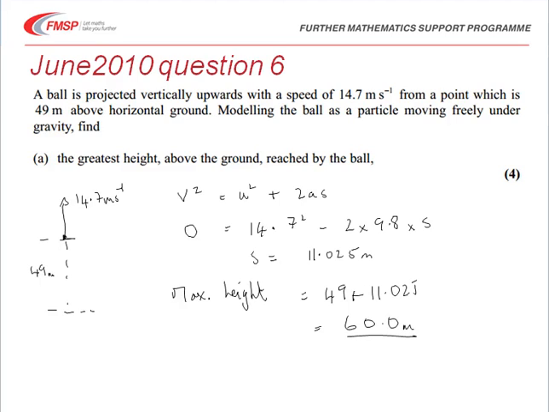The marking in that part of the question was as follows. It was a method mark for using the equation of motion, a mark for substituting correctly into that, and an A mark for getting the value 11.025, and a final A mark, which is actually a follow-through mark for adding on the 49 to your answer to s. So 4 marks in that part of the question.